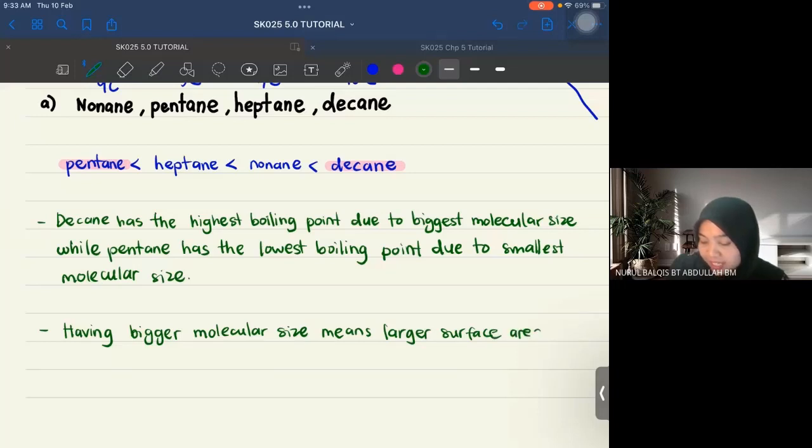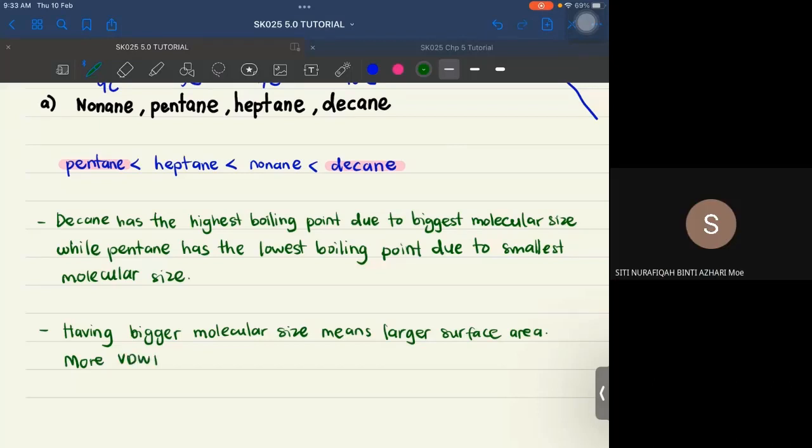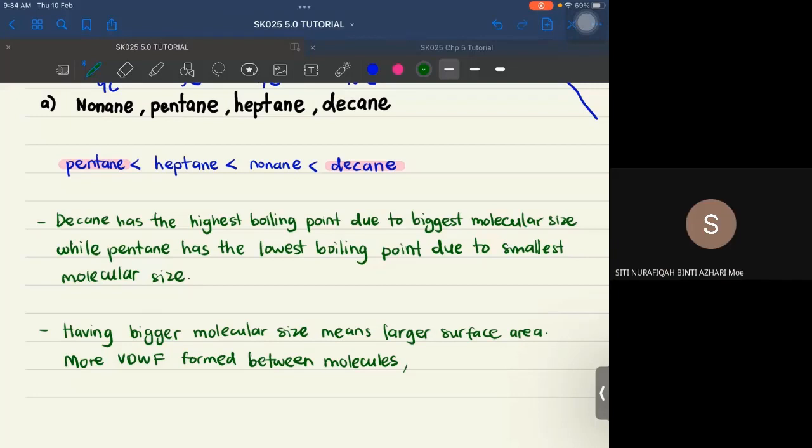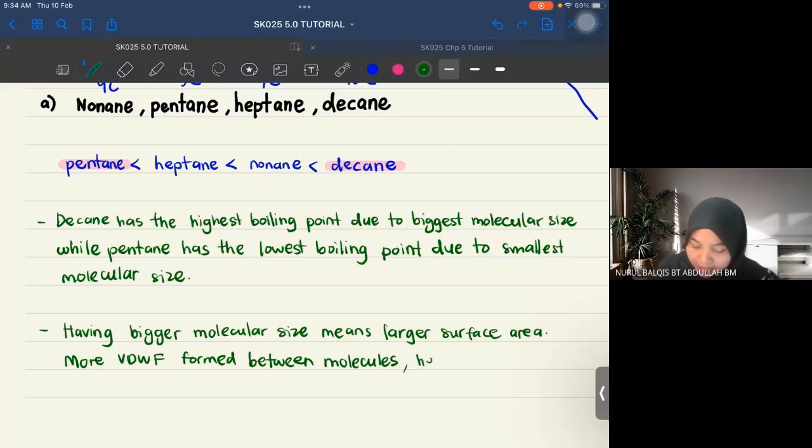Lepas cakap surface area, kita nak cakap dia buat apa? More van der Waals forces formed between molecules. Thus, more energy needed to overcome the stronger van der Waals forces formed between molecules, hence stronger van der Waals forces. Hence stronger van der Waals forces require, okay, sambung ayat awak.